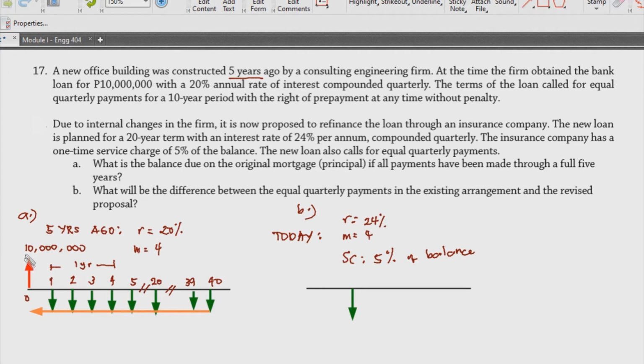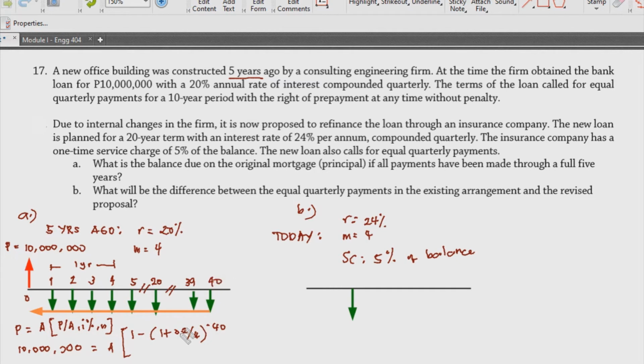So we could say that if this is your P, that is equal to 10 million. P is equal to A, P given A and then i percent N, which gives us the value of 10 million, is equal to the annuity times 1 minus 1 plus the interest rate, which is actually 20%, so that is 0.2, divided by M, that is 4. And then how many years will this be paid? 10 years, times 4, so that's 40, negative 40.